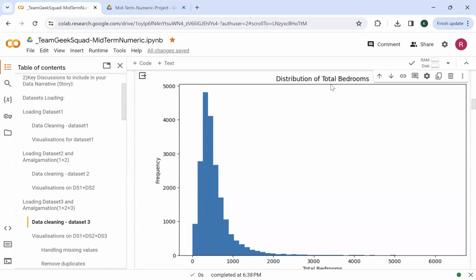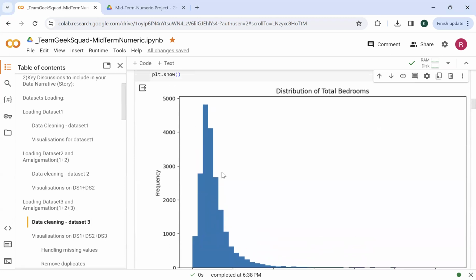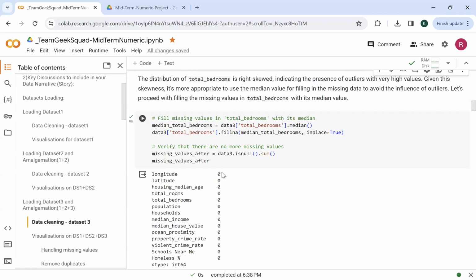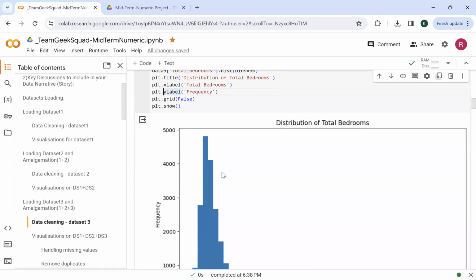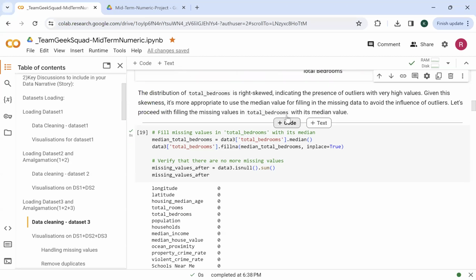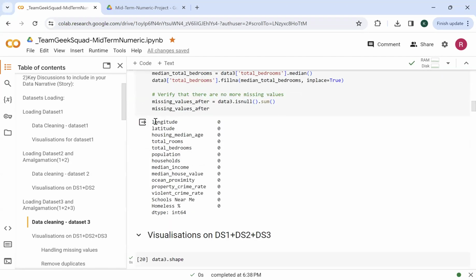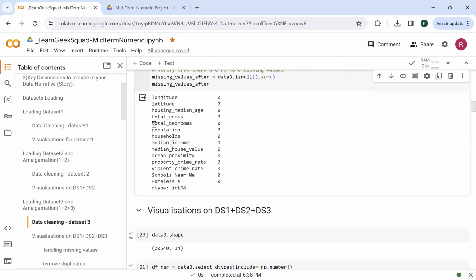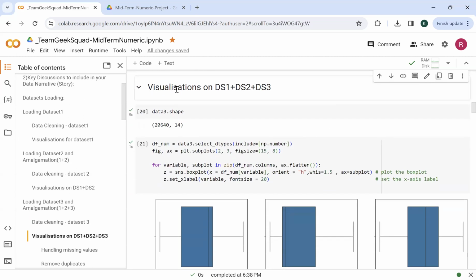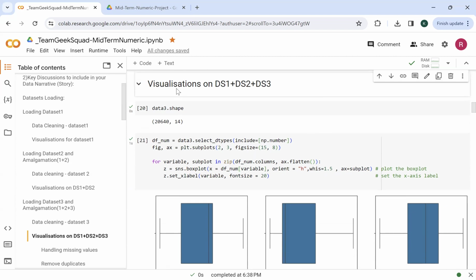We can take a look at the distribution of total bedrooms with the frequency. The graphs show the presence of outliers with high values. Given this, it's more appropriate to use the median to fill the missing values, so we used the median to fill them. After all the actions are performed, we can see that there are no missing values. Next, we perform the visualizations on datasets 1, 2, and 3, the amalgamated one.